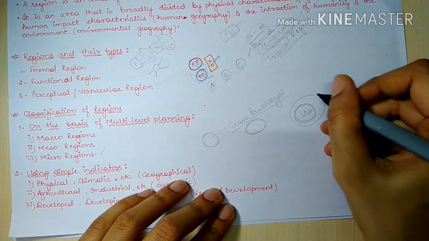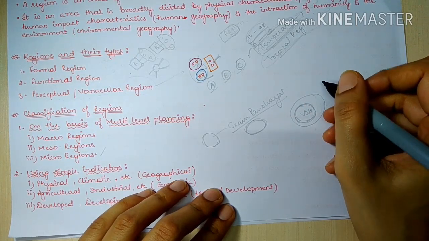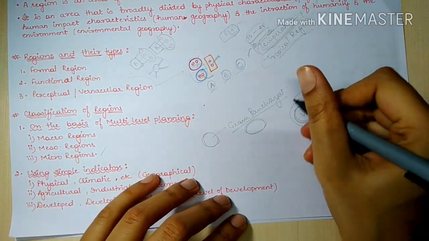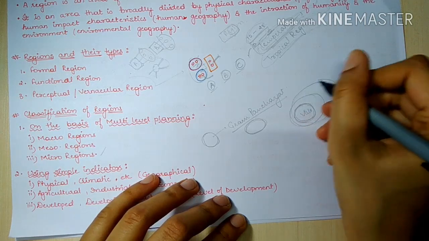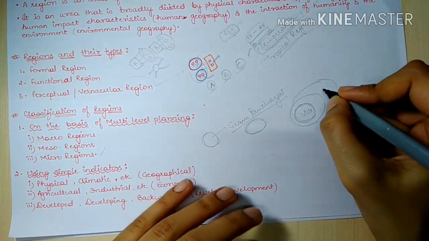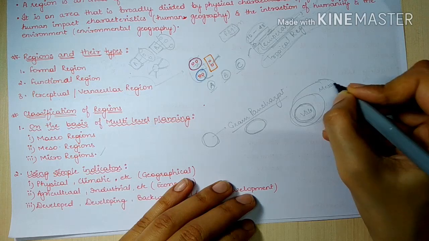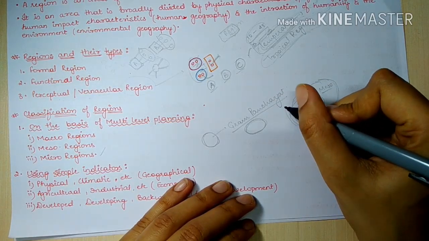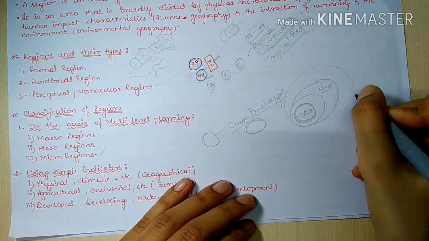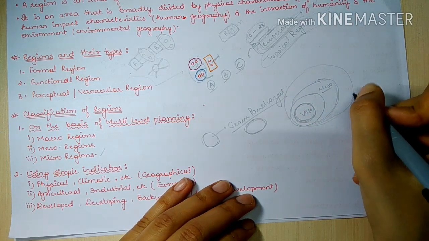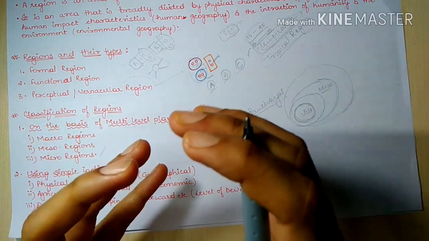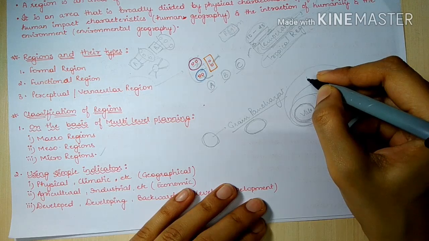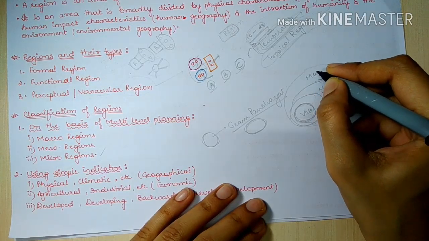Then there is a district. An agglomeration of many districts will make a state, so planning at the state level may be considered meso level planning. Then an agglomeration of all the states will make a nation, and the planning of a whole nation is macro level planning.